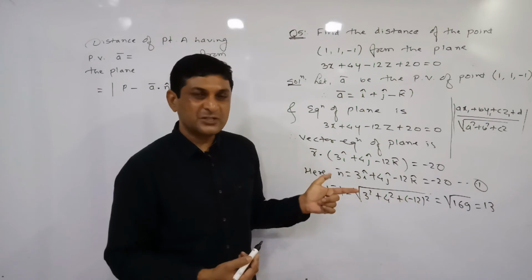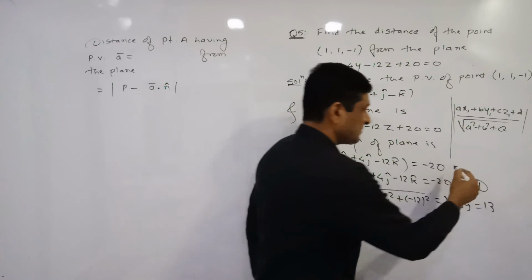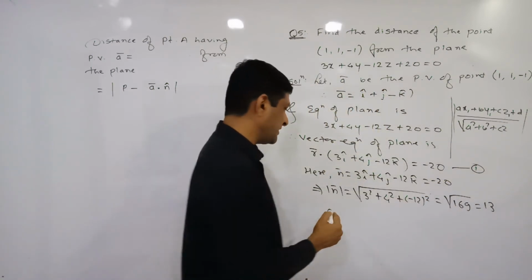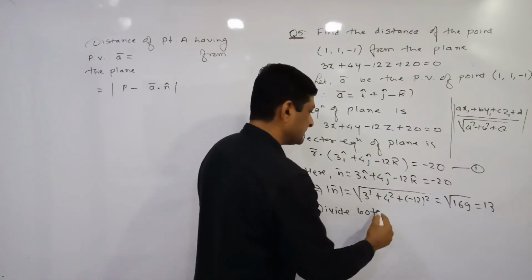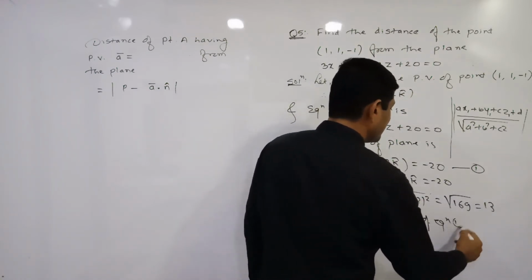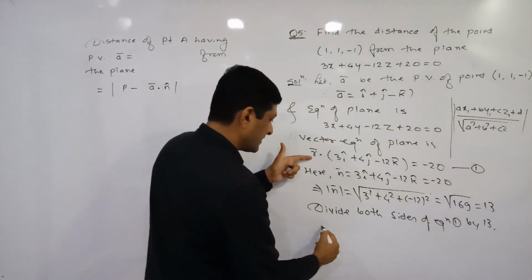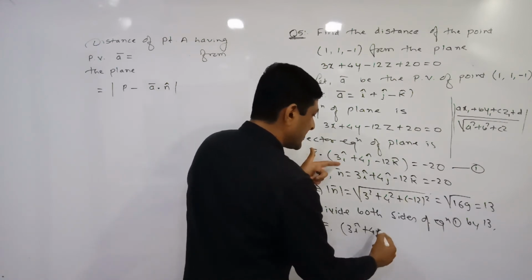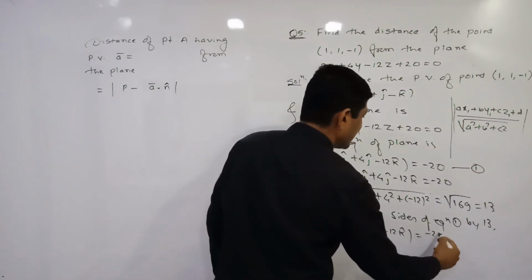To convert this equation into normal form, I am simply dividing both sides of this equation number first by what? 13. So divide both sides of equation first by 13. Okay, so let us see what we'll get here. r bar dot, keep this 3i cap plus 4j cap minus 12k cap as it is, on this side minus 20 also as it is.